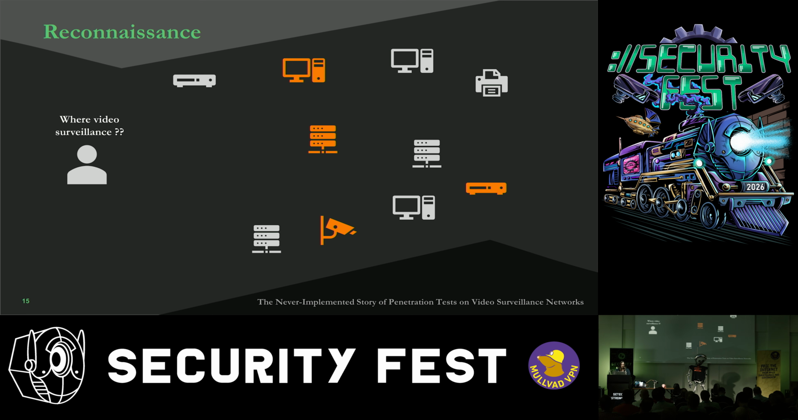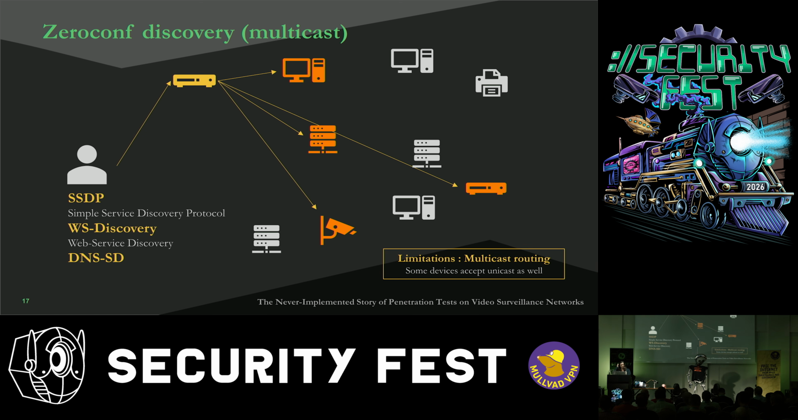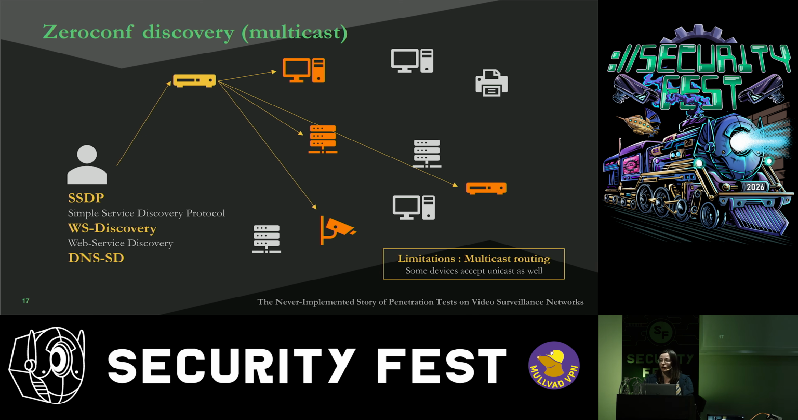OK, so how do we find our devices? Well, the most obvious way is direct unicast network scans using Nmap, targeting standard IT protocols and specific protocols such as RTSP, which I'll talk about later. But yeah, you know that. That's not very OPSEC.